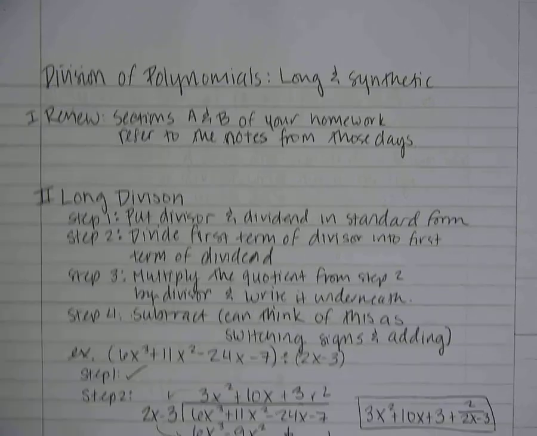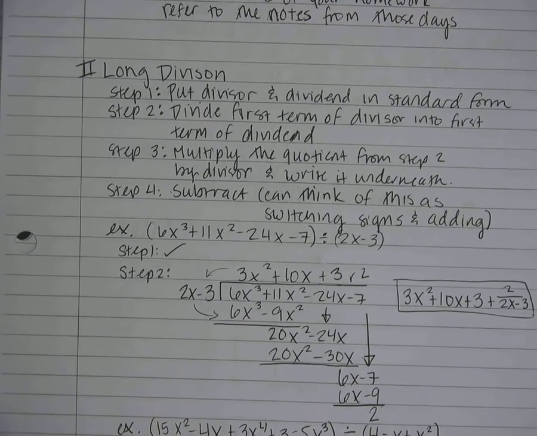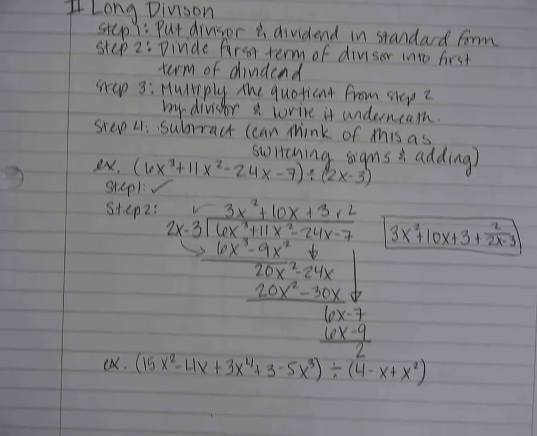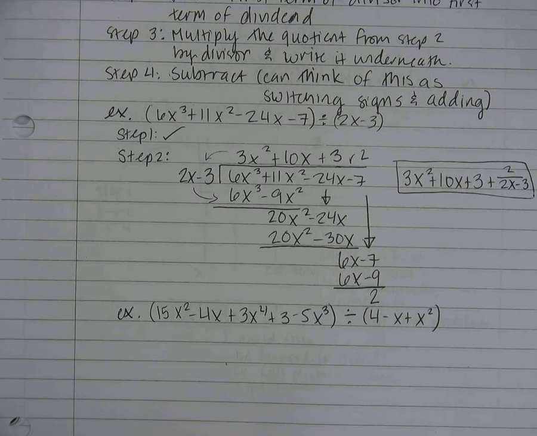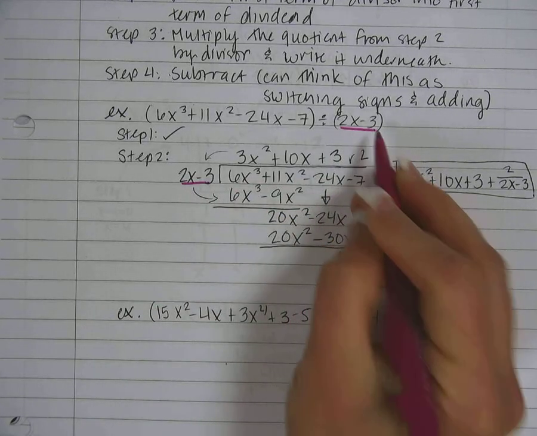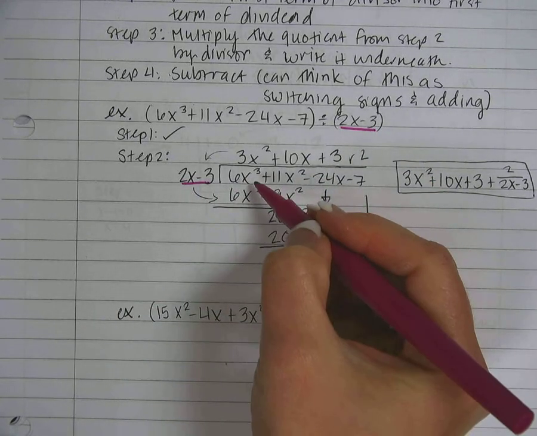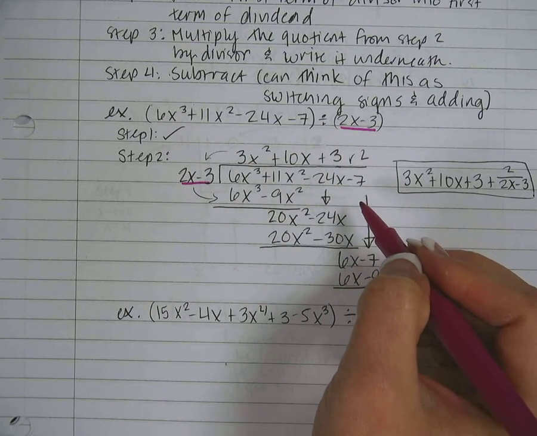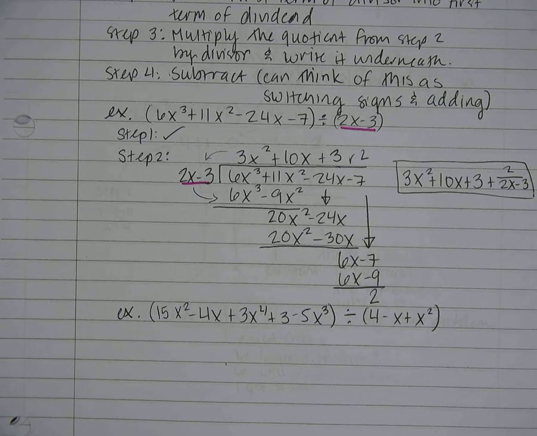Alright, so this first example asks us to divide 6x cubed plus 11x squared minus 24x minus 7 by 2x minus 3. Now, we want to put the 2x minus 3 out here. Okay? Then we're going to write the polynomial underneath. And remember, step 1 was to make sure they were in standard form, but they already were, so that was really good. You didn't have to rearrange anything.